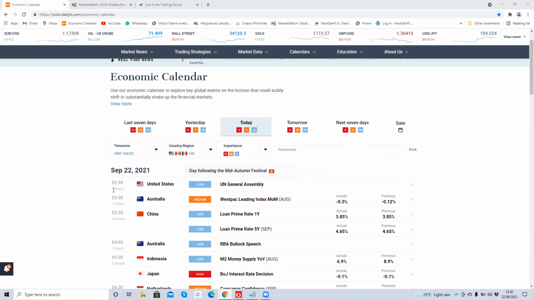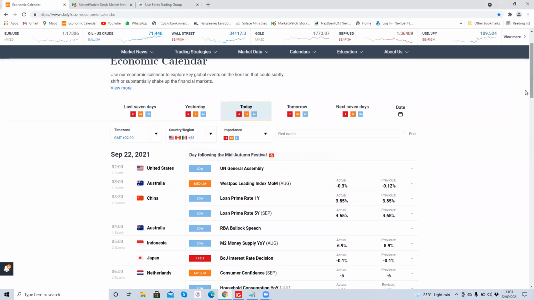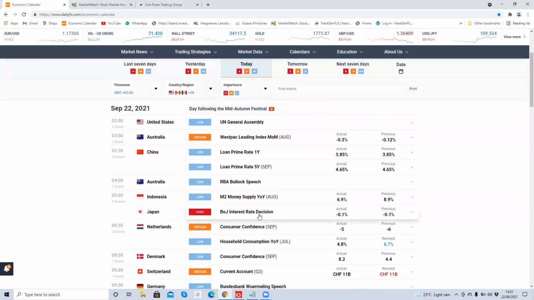So today is Wednesday, the 22nd of September, and as usual, my economic calendar is set at GMT +2. So the times I'll be quoting are GMT +2 times. So do make sure you set your own economic calendar to the time zone you are currently at. So let's see what's coming out today that could affect the Euro-US dollar and the dollar-Canadian dollar, which are the markets we're looking at. We can see the Bank of Japan interest rate decision has come and gone.